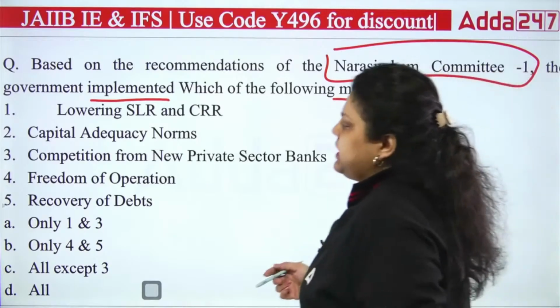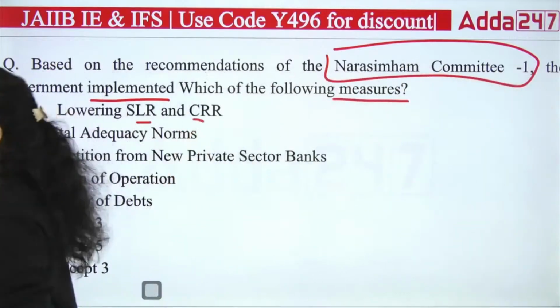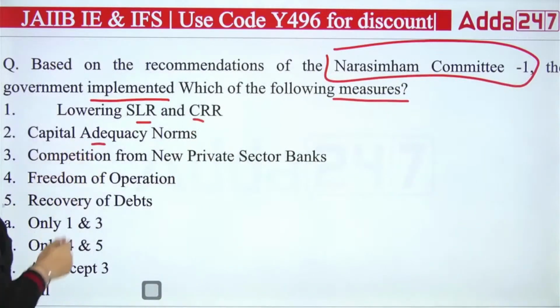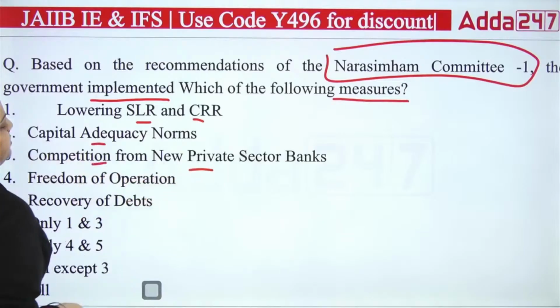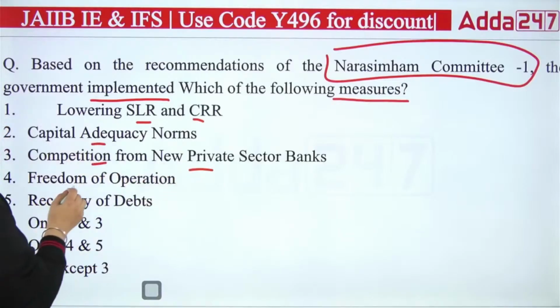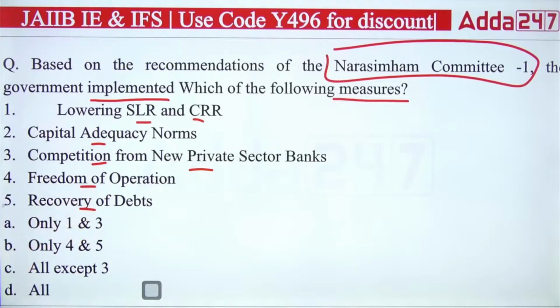Okay, first is saying it lowered the CRR and SLR. Second, capital adequacy norm introduced. Third, competition from new private sector banks has been given. Freedom of operation has been given. Recovery of debts has been done. Which of the following are the measures that have been implemented by the government?